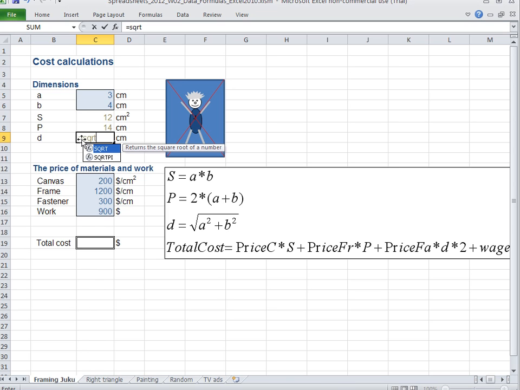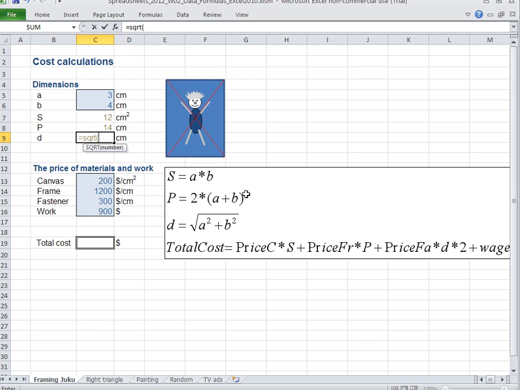Very often the function names in Microsoft Excel are quite intuitive. SQRT is a little bit different. It's a shorthand without vowels, so we have to remember it. And every function is followed by parentheses so that Excel would know that it's a function we're dealing with.